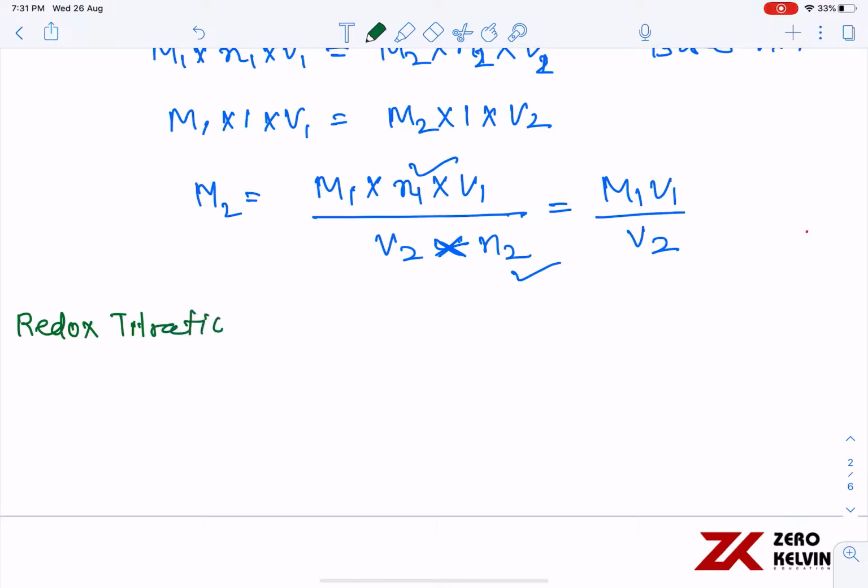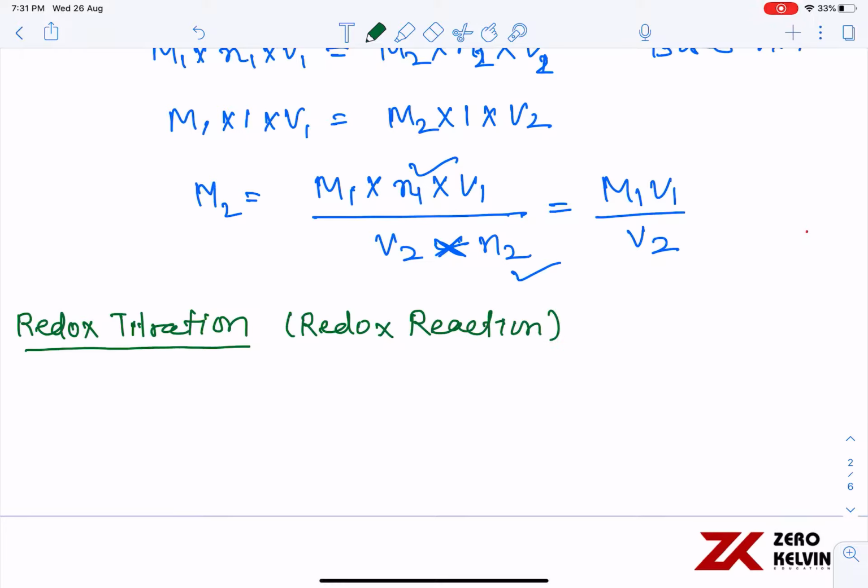In redox titration, as the name indicates, this is based on the redox reaction. The concept is redox reaction. And what is redox reaction? When oxidation and reduction take place simultaneously, that is known as redox reaction. So it is quite obvious that if one solution, known or unknown, is the oxidizing agent, then the other solution will be the reducing agent.